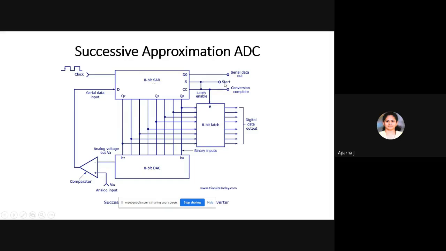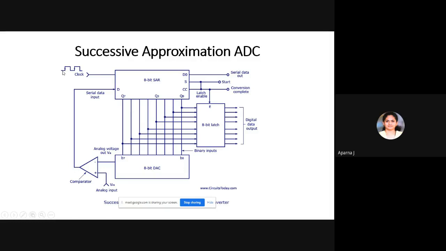Initially, when the start signal is given, that is, when we want to convert the analog value, this is the analog input which is given here. When you want to convert it to its equivalent digital value, a start signal is initiated. That means it is made high, by which the SAR register gets reset. Means all the bits from Q0 to Q7 will be 0.